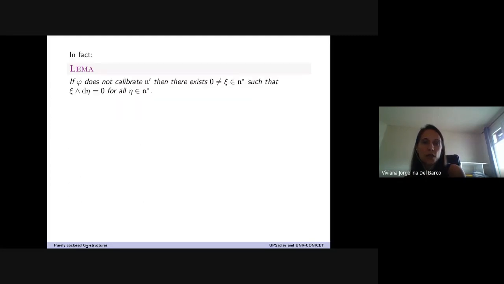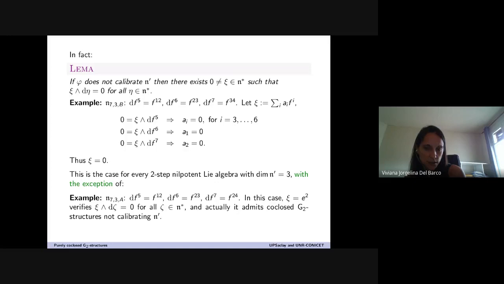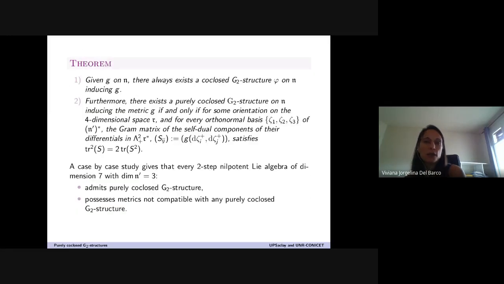In any case except one, n prime is always calibrated. This is a similar theorem as before: any metric can be induced by a G2 structure, and we get some condition on the self-dual parts, with a trace condition on a matrix.